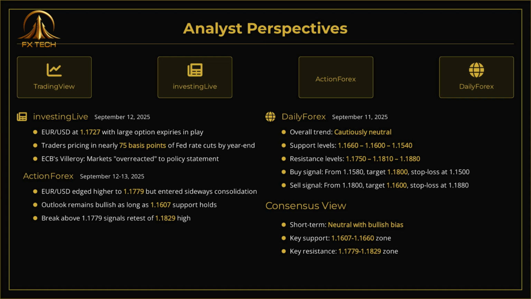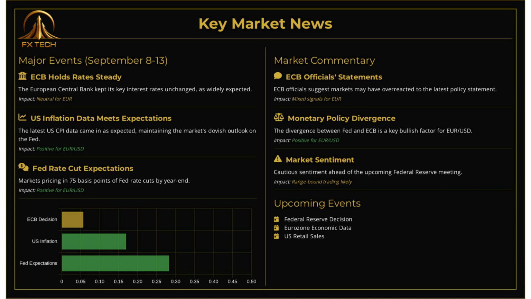DailyForex offers a more cautious, neutral stance, providing specific support and resistance levels to watch. They also offer both buy and sell signals depending on the price action. In summary, the consensus view is neutral with a bullish bias in the short term. The key support zone to watch is between 1.1607 and 1.1660, while the key resistance zone is between 1.1779 and 1.1829.